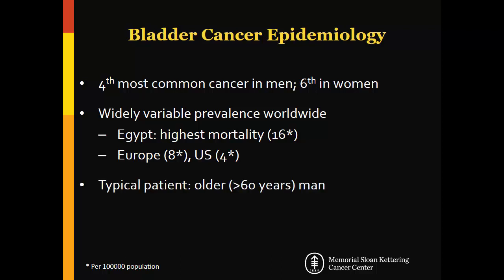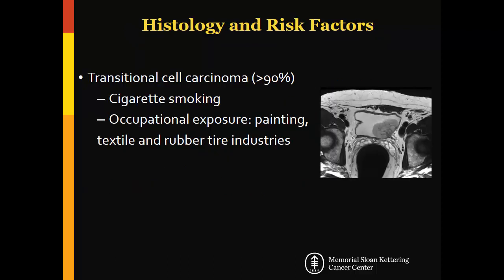The typical bladder cancer patient, when you're thinking about epidemiology, is a man. There's a 4-to-1 male to female ratio, who is 60 years or older. Most of these tumors from the histologic perspective are urothelial cancers or transitional cell carcinomas, and these are the ones that are associated with risk factors such as cigarette smoking and occupational exposure as seen in the painting, textile, and rubber tire industries. So you start to get a picture of how your typical bladder cancer patient is not exactly the fittest patient. They tend to be older men who are smokers and have occupational risks.